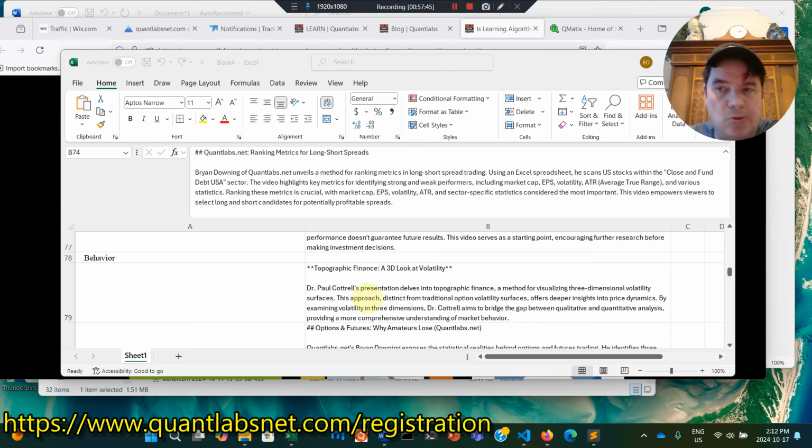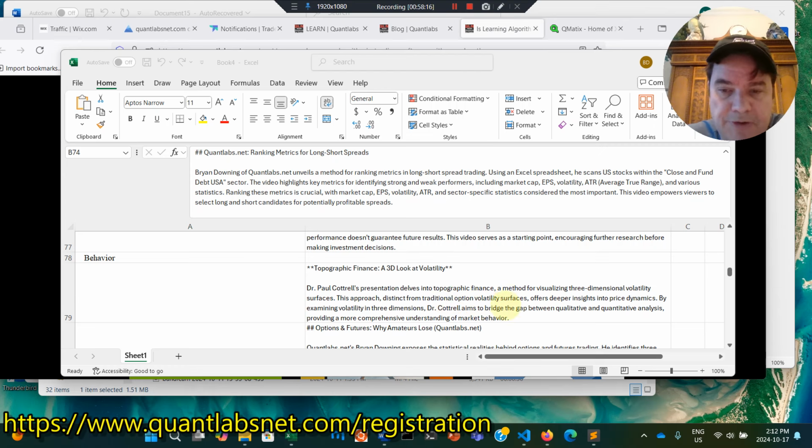All right, so we are now moving into behavior. As I said earlier, there was a second presenter, Dr. Paul Futrell, about 9 years ago, talked about topographic finance method for visualizing three-dimensional volatility surfaces. This can be highly useful in futures and options markets. See potential profit from a forecasting point of view.